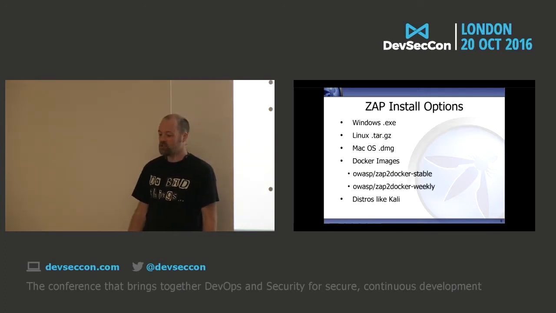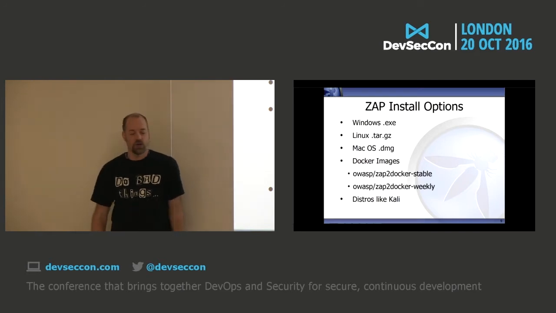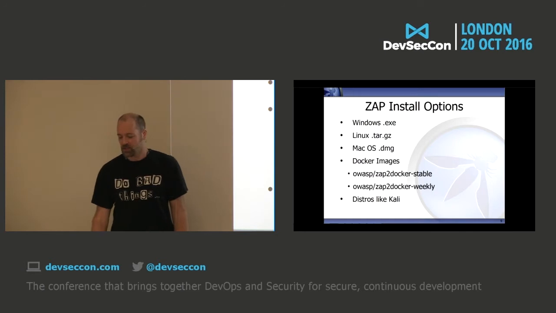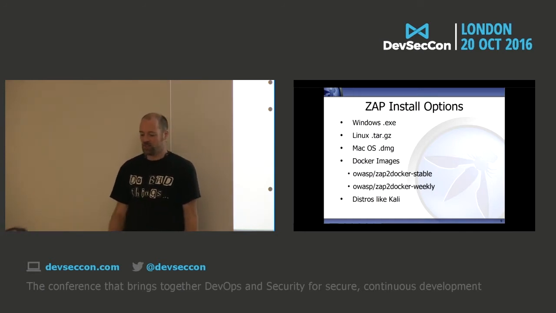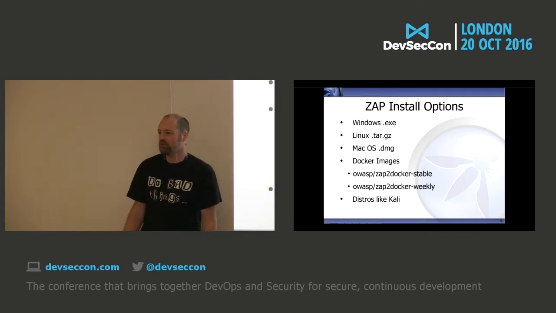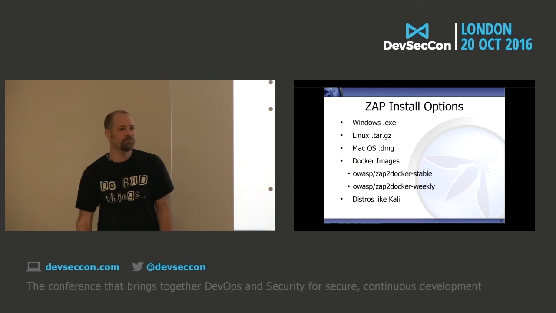Getting on to how to install ZAP, we have quite a few options. We have installers for Windows, Mac, and tar.zip for Linux. I said it's included by distros like Kali, but the one I want to stress here, or make particular note of, is the Docker images. I think for automation, Docker is great. I'm a big fan of it.